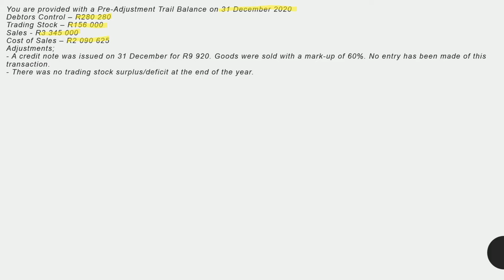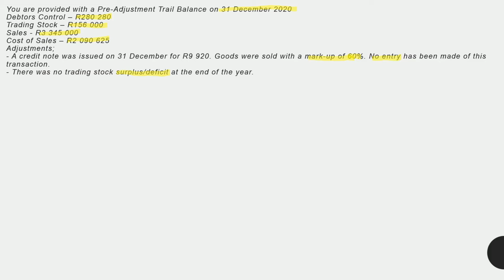Goods were sold with a markup of 60%. No entry has been made of this transaction. There was no trading stock surplus or deficit at the end of the year. So this is very important. If you're going to watch it later, or you watch the one that has a trading stock deficit, or you watch this one first, you'll understand what exactly you do with a trading stock deficit and how you identify it. I'm moving straight into the question.